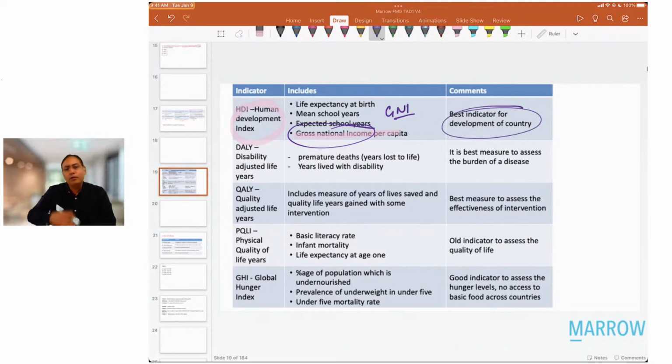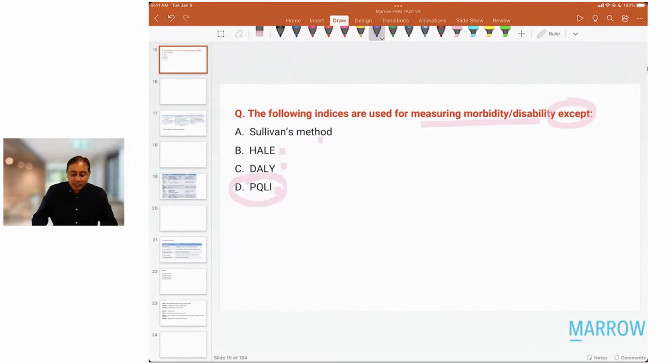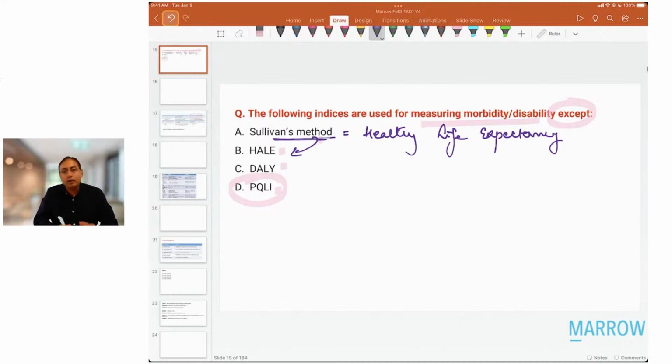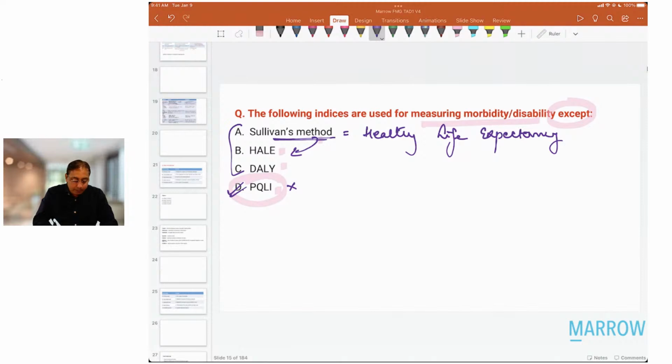It is the best indicator for overall development of the country. So make sure you get these questions right. So what is the best answer over here? The following indices are used to measure disability or morbidity except. So Sullivan's method. What is Sullivan's method? It is a method used to calculate the healthy life expectancy. It's just a method. ये बताता है somewhat like how to calculate the HAIL. So Sullivan, HAIL and DALY ये तीनों, they are all three used for measuring disability. PQLI is not used for disability and that is the reason it is our best answer.